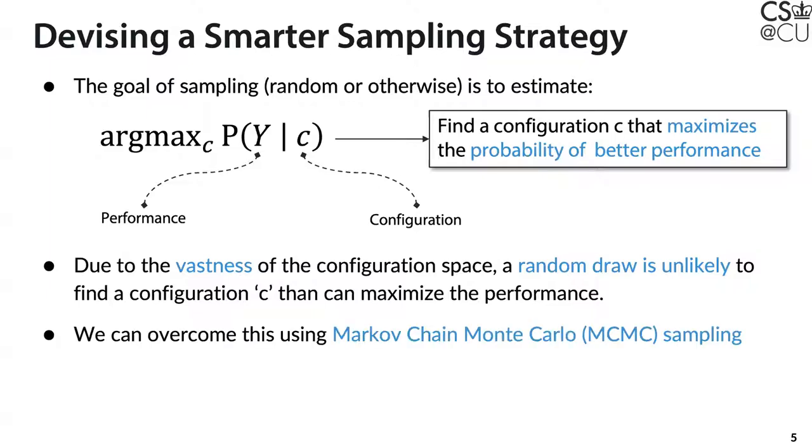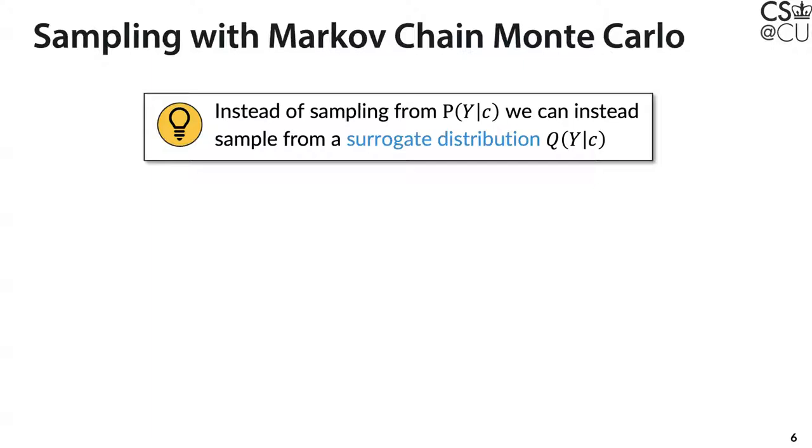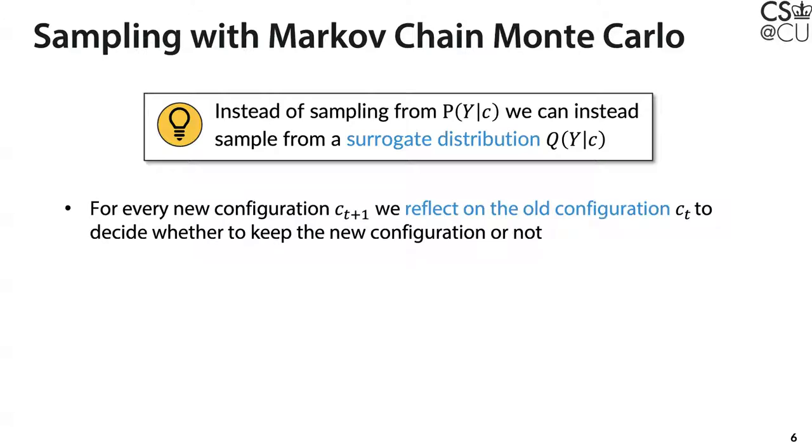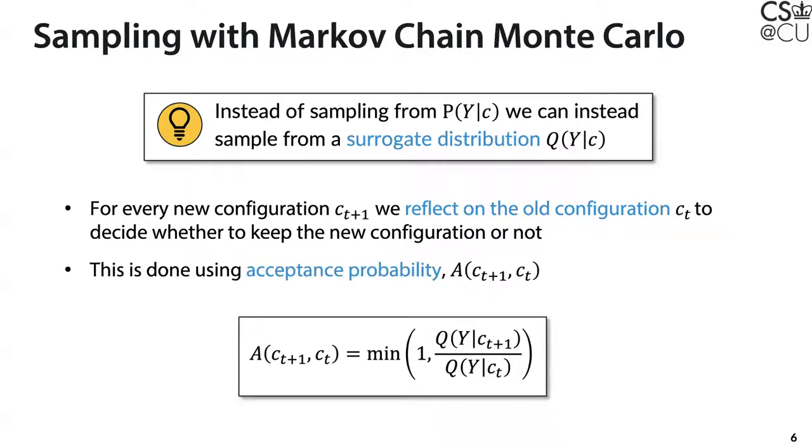Now, in order to overcome this challenge, we can use other sampling strategies rather than random approaches. And one such approach is called Markov chain Monte Carlo sampling. The key insight of Markov chain Monte Carlo is that instead of sampling from the unknown distribution P of Y given configuration, we can instead sample from a surrogate distribution Q of Y given C. Now, for every new configuration we've generated at time T plus 1, we would reflect on the previous configuration generated at time T to decide whether or not to keep the new configuration. And this decision is made with the help of what's known as an acceptance probability that's given by the expression here.